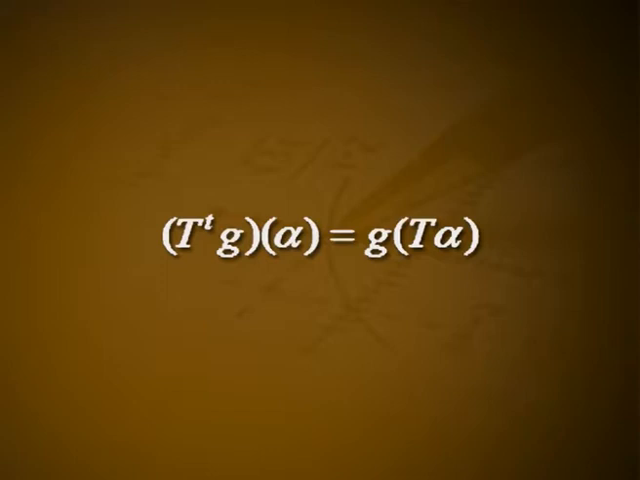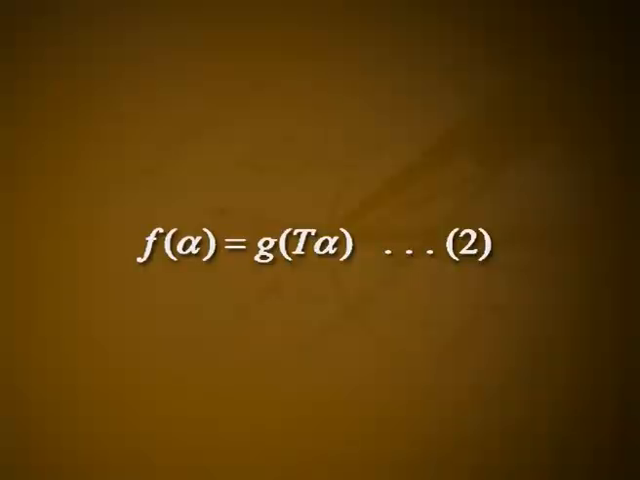Theorem 5. Let V and W be vector spaces over the field F. For each linear transformation T from V into W, there is a unique linear transformation T^t from W* into V* such that (T^t g)(α) = g(T α) for every g in W* and α in V.